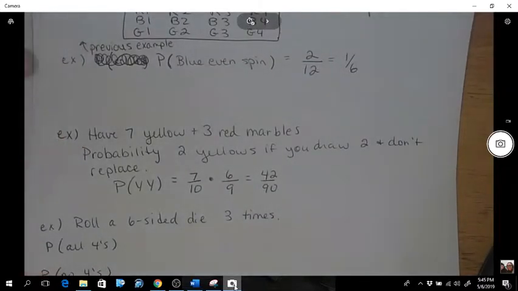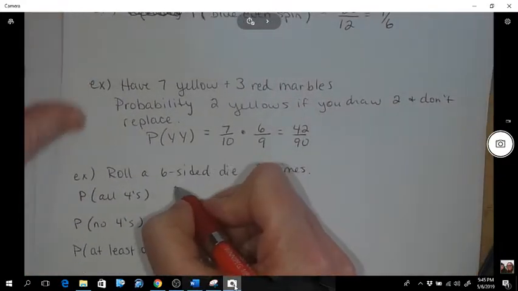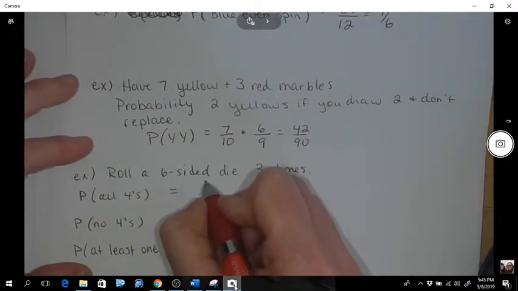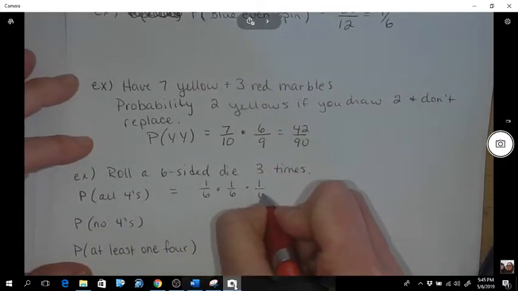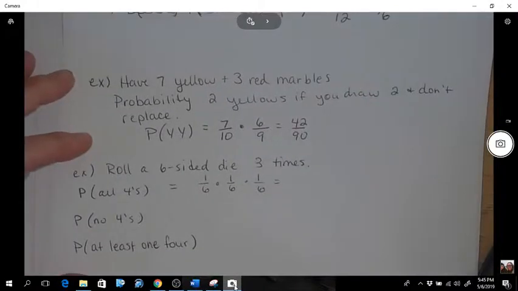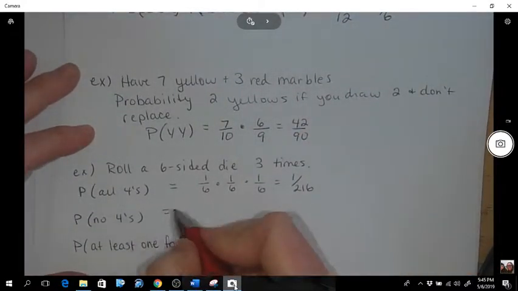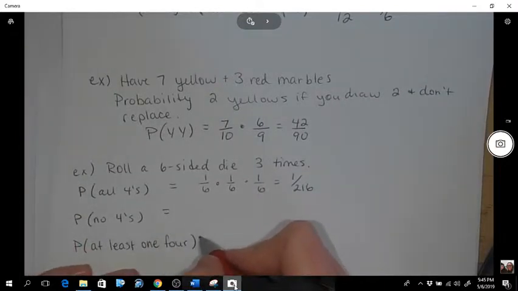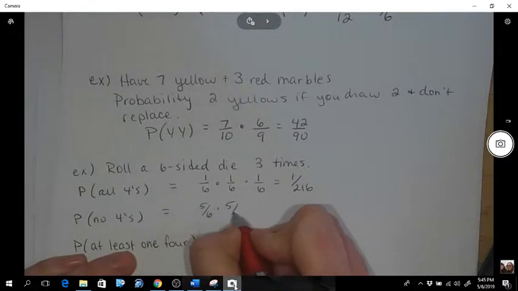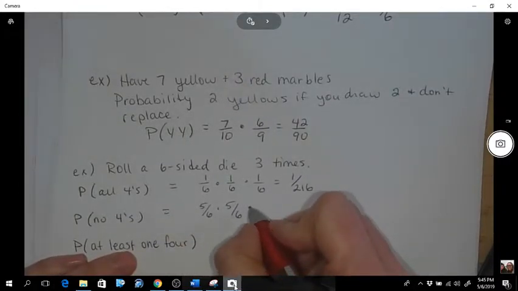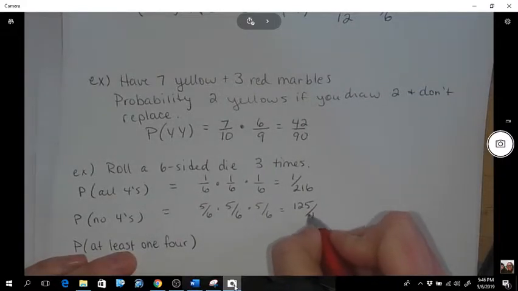Okay. If you roll a 6-sided die 3 times, what's the probability that all be 4s? Well, the first 4 would be a 1 out of 6, the second, and the third. So to get all 4s, it'd be a 1 out of 216. What's the probability that you would get no 4s? The first roll would be a 5 out of 6, 5 out of 6 again, and a 5 out of 6. So 125 out of 216.